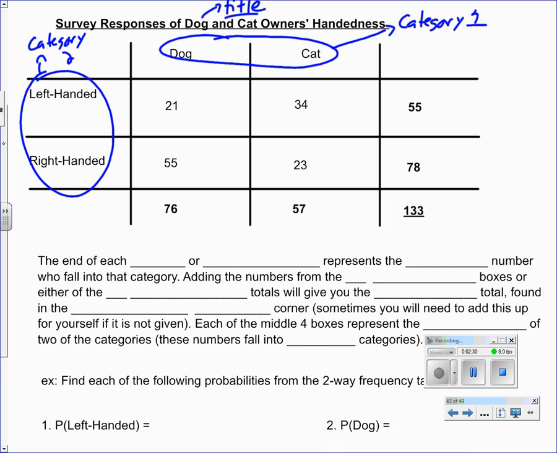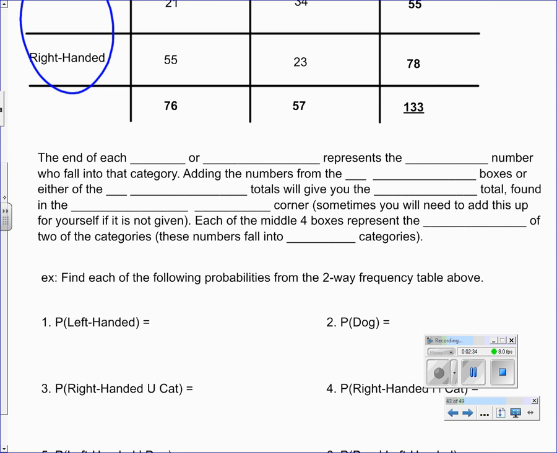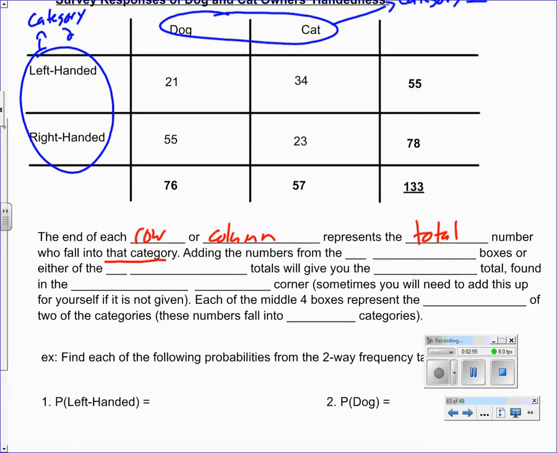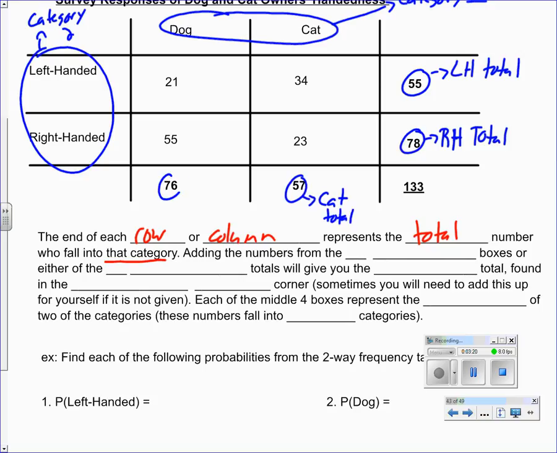And what we're going to do now is talk about what each of these different numbers here represent. So at the end of each row or column, that represents the total number who fall into that category represented by the row or column. So we're going back to the table above to do some examples here. This 55 would be the total number of left-handed people in this survey. So this would be the left-handed total. This is in the row for right-handedness, so this would be the right-handed total. This is in the cat column, so this would be the cat total. And this 76 is in the dog column, so this would be the dog total. Right, so the ends of each row and column represent the total for that particular category.